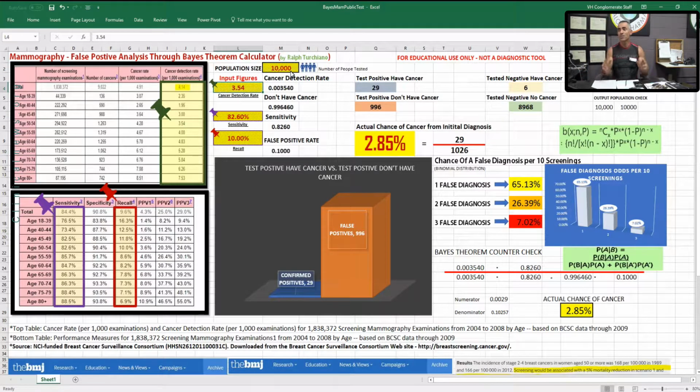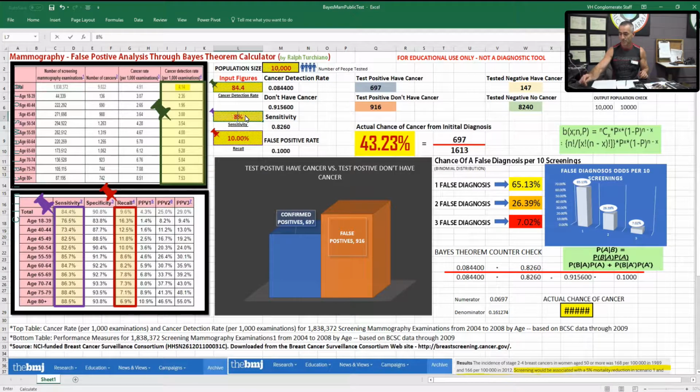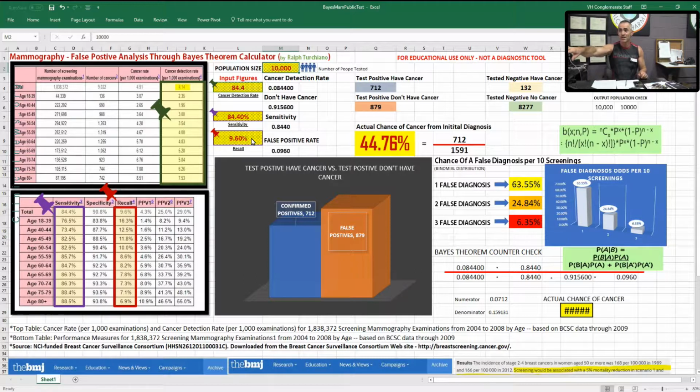The second problem, which is commonly made by a lot of medical professionals, is this. What they'll end up utilizing is only the sensitivity rate, and they will not pay any attention to the cancer detection rate itself. So they'll make a mistake as follows. They'll take the sensitivity rate, 84.4, because they think that's actually the cancer detection rate. And the recall rate, for example, just to be fair, because we're using averages, is 9.6.